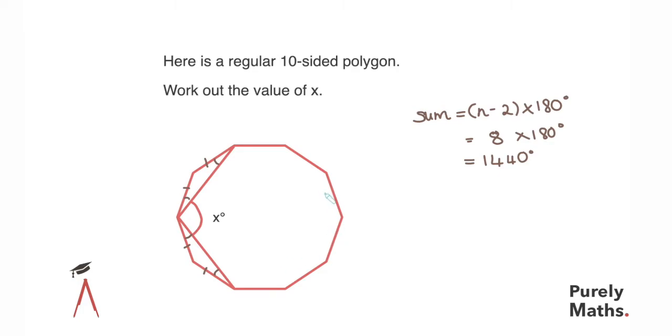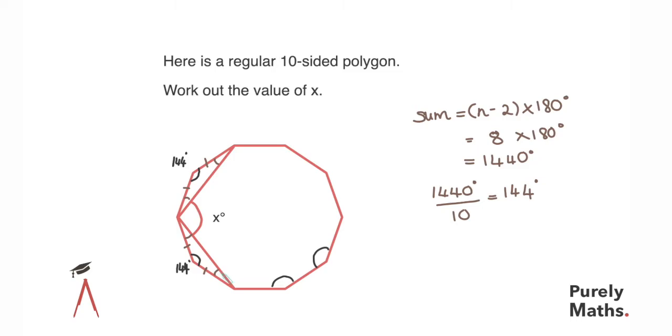They're all the same size. So to work out one of them, I would do 1,440 divided by 10. And that's 144 degrees. That means that each of these interior angles is worth 144 degrees. If I kept going round, you would see that I have an interior angle in here as well. So this angle here is 144 degrees. And so is this angle in this triangle here.